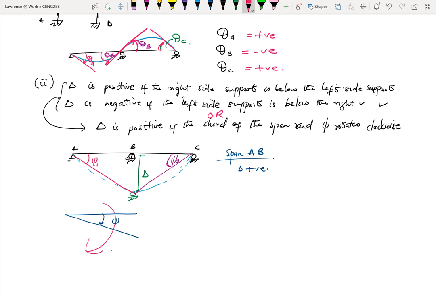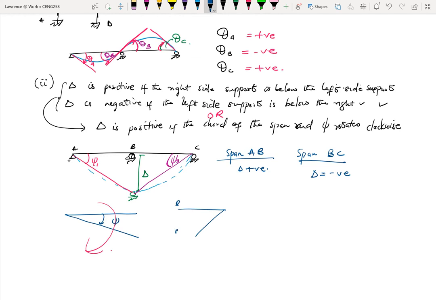Now, if you look at span BC, okay. So with span BC in mind, our delta is negative. It's because if I look at span BC, B is on the left and C is on the right. And per our sign convention definition, delta is negative if the left side support is below the right side. Okay, and B will be below C.